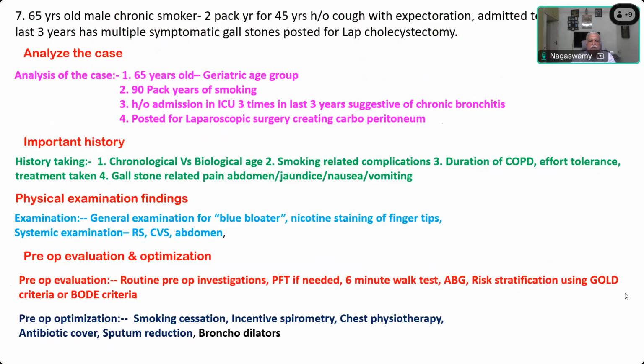Okay, so these are all the things for pre-op optimization. Now the intra-anesthetic management for lap cholecystectomy in this patient. So the plan is general anesthesia with endotracheal intubation. Very good. Effective pre-oxygenation, induction of choice is propofol, and we can avoid stress responses with the help of lignocaine.